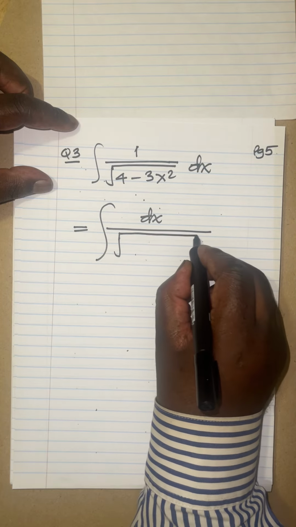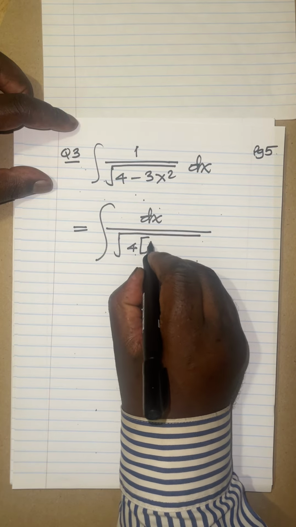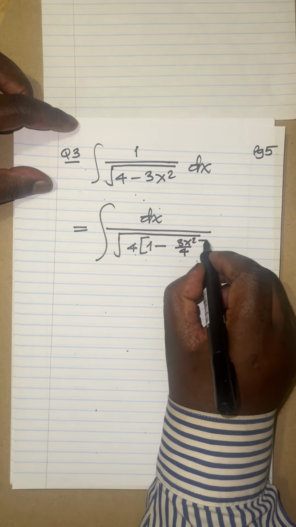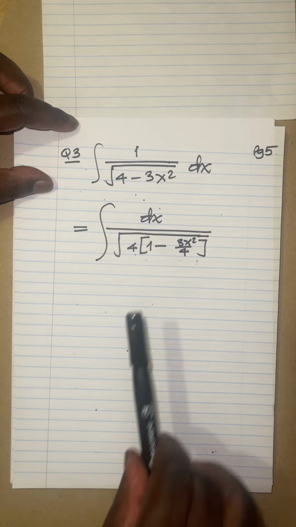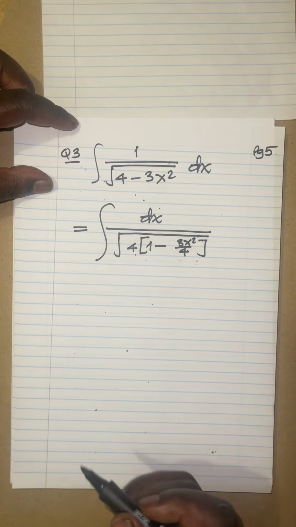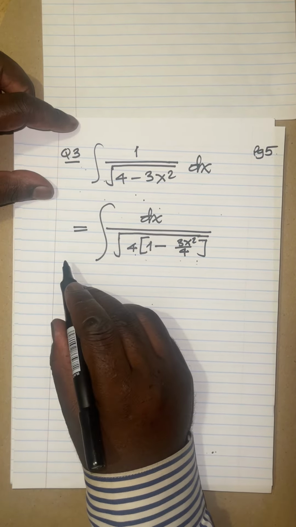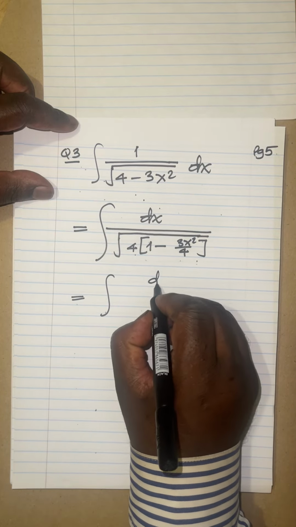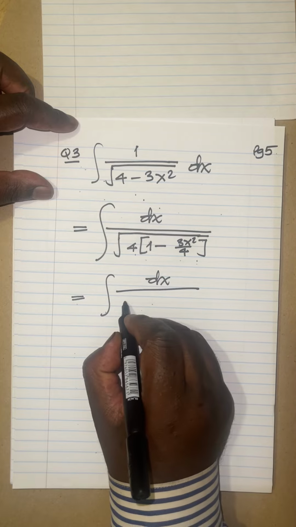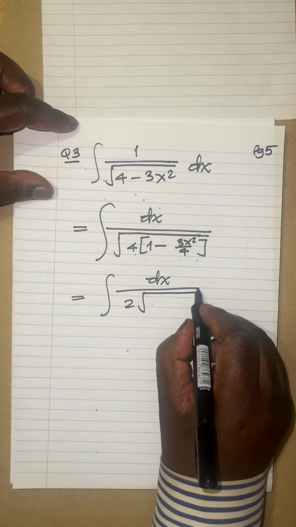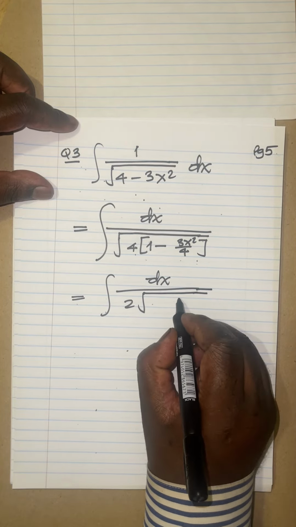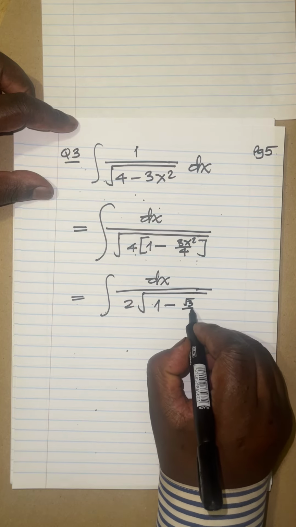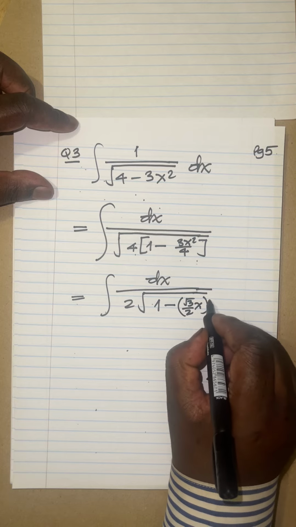Inside the square root sign, I'm going to have 4 open brackets, I have 1 minus 3x squared all over 4. If you catch what I mean here. Expand this, you're going to get that expression there. And I'm going to take 4 out, which means I must take square root of 4. So what I have now is the integral of dx all over 2 square root of, and watch what I'm going to do on this part here. I'm going to write it as 1 minus, I'm going to write this part as root 3 all over 2x, and I must square the whole thing.